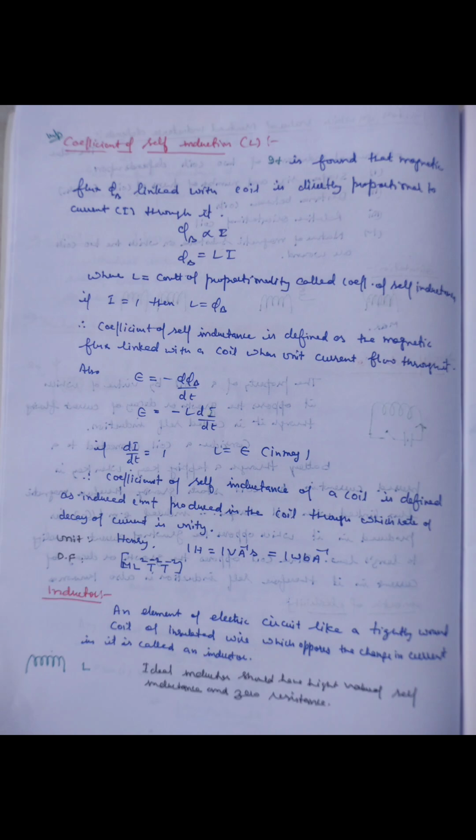An element of electric circuit like a tightly bound coil of insulated wire which opposes a change in current in it is called inductor. Self-inductance of a long solenoid L is equal to mu naught n square AL, where mu naught is the permeability of the medium, n is the number of turns per unit length, A is the area, and L is the length of the solenoid.